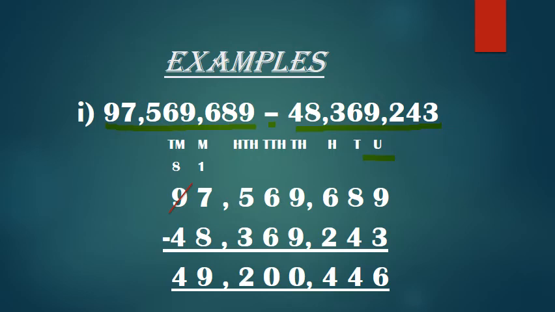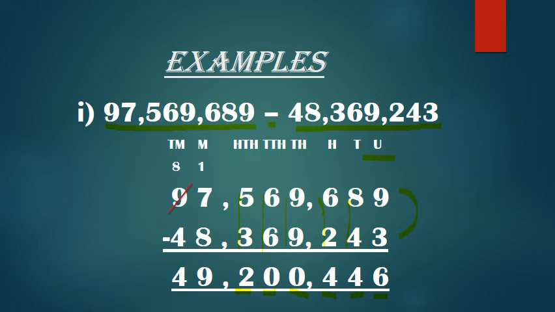First, we will subtract 3 from 9, and it can easily be subtracted, and we get 6 here. Then 8 minus 4, we get 4 as the answer. Then 6 minus 2, again we have 4 in the answer. Then 9 minus 9, we get 0. 6 minus 6, we get 0. 5 minus 3, we get 2.